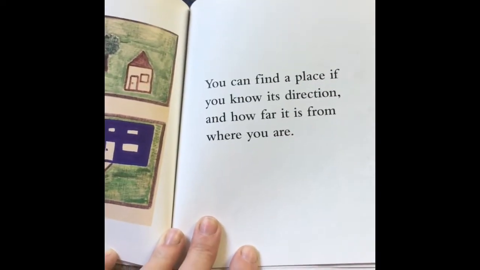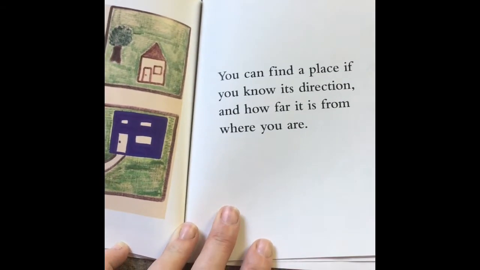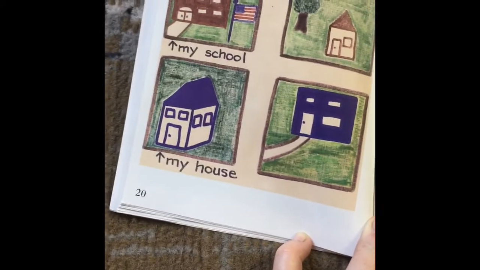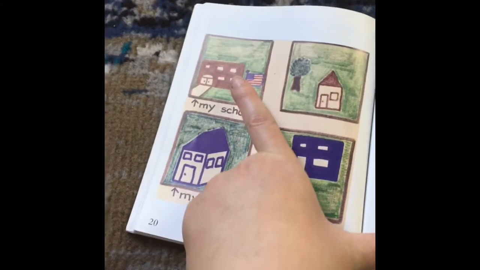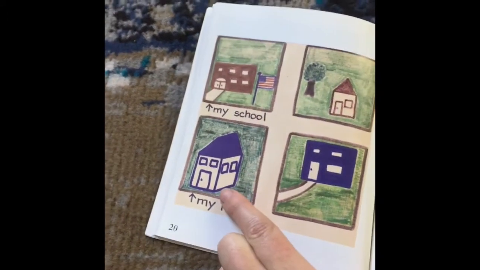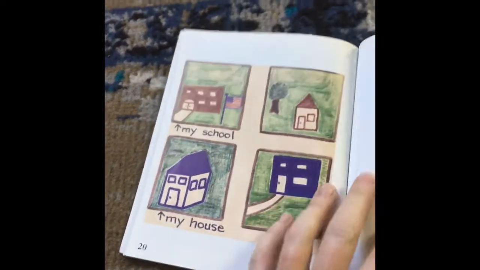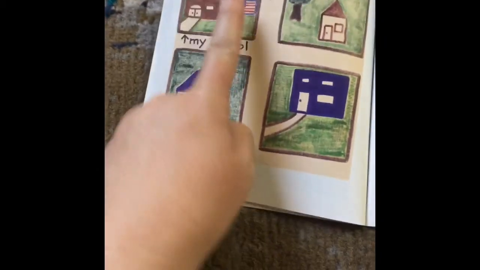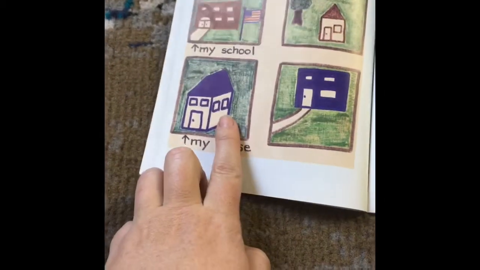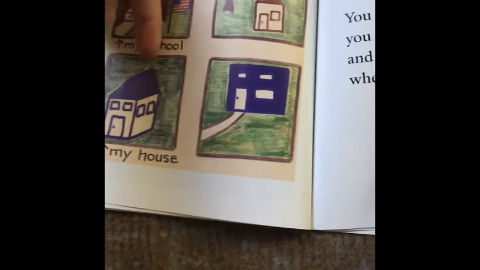You can find a place if you know its direction and how far it is from where you are. Here's the school. Here's our house. It looks like the school is north of the house, and the house is south of the school.